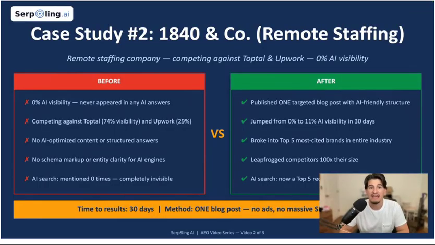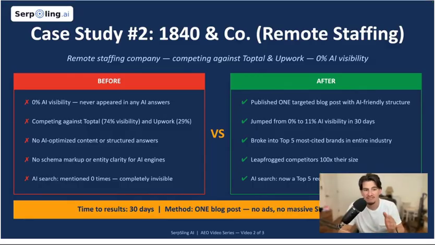Okay. Case study number 2, 1840 and Company. So they are a remote staffing business. For remote staffing, they are competing against Toptal and Upwork, and they had 0 AI visibility. Before, they never appeared in any AI answers.